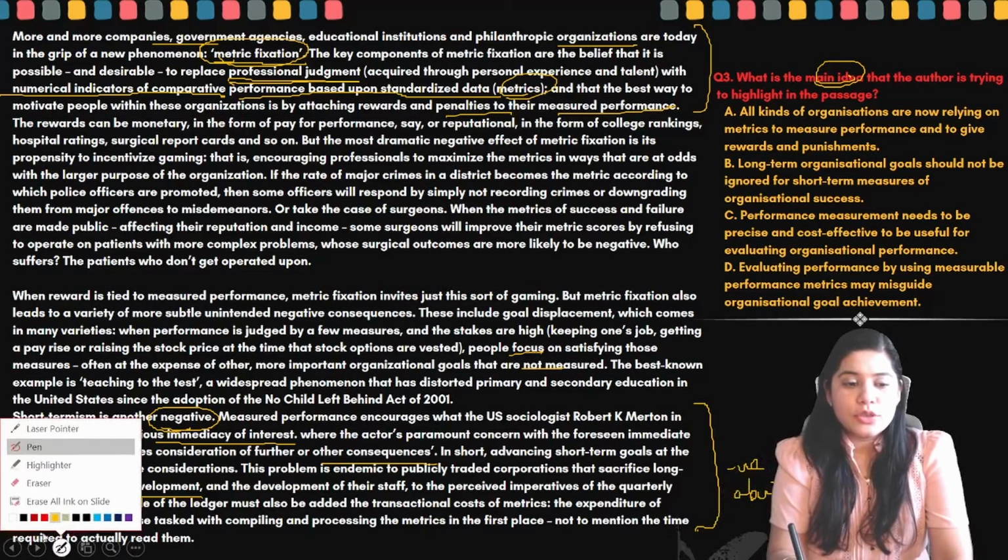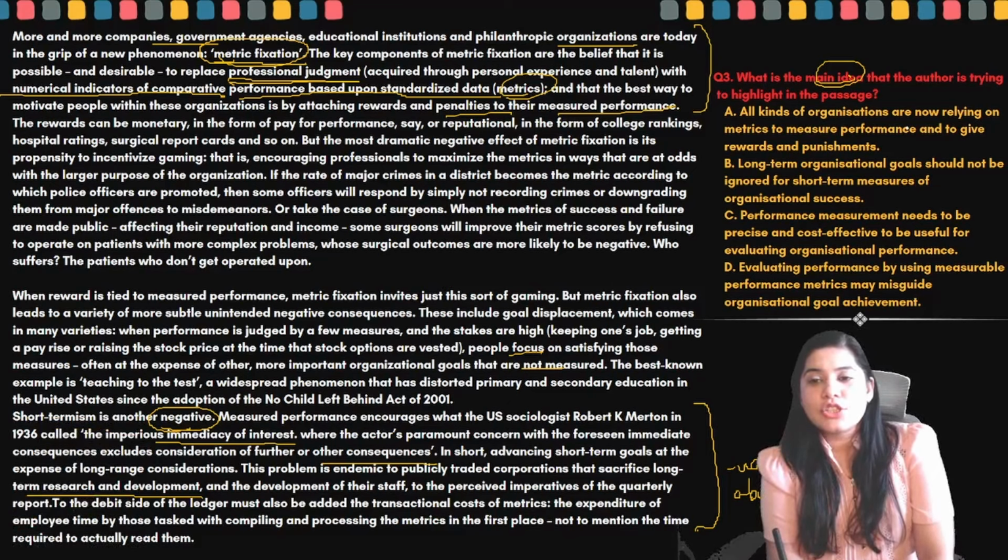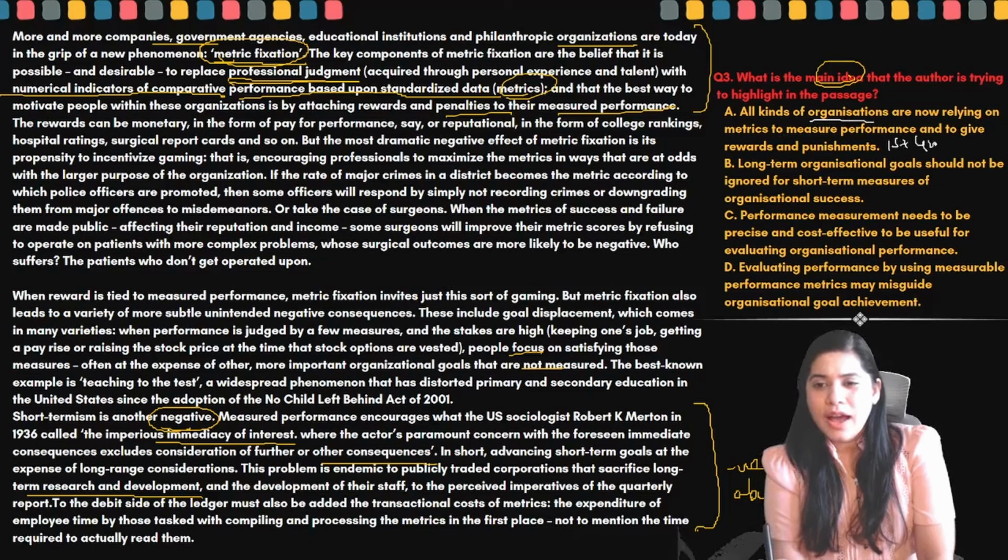So let's read the options, students. All kinds of organizations are now relying on metrics to measure performance and to give rewards or punishments. Yes, maybe, all kinds of organizations is written in the very first line. I'll just keep it because it is mentioned. Long-term organizational goals should not be ignored for short-term measures of organization. See, there's a suggestion. Always remove suggestion-kind of language, right? They're saying the general negative effect is that we keep only short-term goals in mind in metric fixation, but they should not be ignored. Nowhere is anyone saying that.